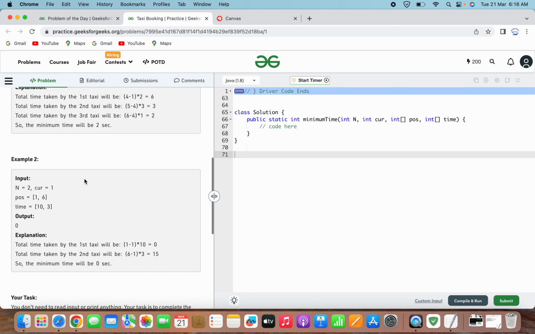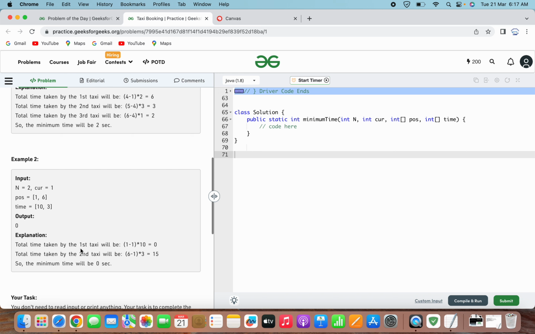And let's go through the second example. Here it is given that the number of taxis is 2 and our current position is 1. Positions 1 and 6 are the positions of the taxis, and the time taken by them to cover one unit of distance is 10 seconds and 3 seconds. So it is like the previous example. To cover 1 unit of distance, it takes 10 seconds for the first taxi, and for the second taxi it takes 3 seconds. But if you can see the explanation here, the output is 0.